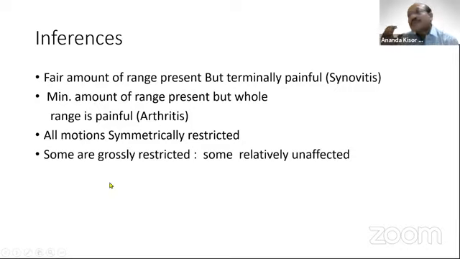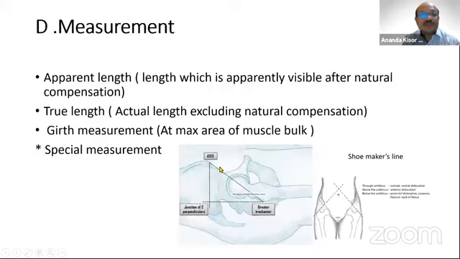In an infected condition, all movements should be symmetrically restricted, or in any inflammatory condition. Whereas in a mechanical condition, suppose there is coxa vara deformity, basically abduction and internal rotation will be restricted, whereas flexion will be relatively normal. So that is a mechanical problem. Some movements are grossly restricted, some relatively unaffected. By the pattern of involvement of the movements, we can easily diagnose diseases like that.